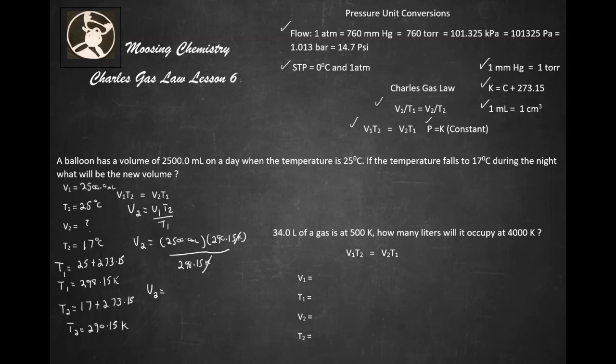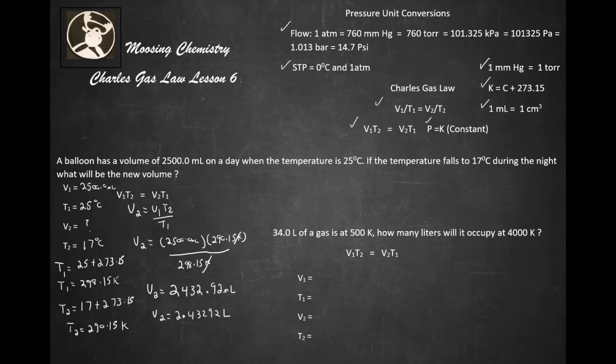We get 2,500 times 290.15 divided by 298.15, and I get a grand total of 2,432.92 milliliters. If I want to convert that to liters, I would just say the volume is 2.43292 liters, by moving the decimal 3 places over. Pretty common sense stuff. All right, so let's look at our second question here.